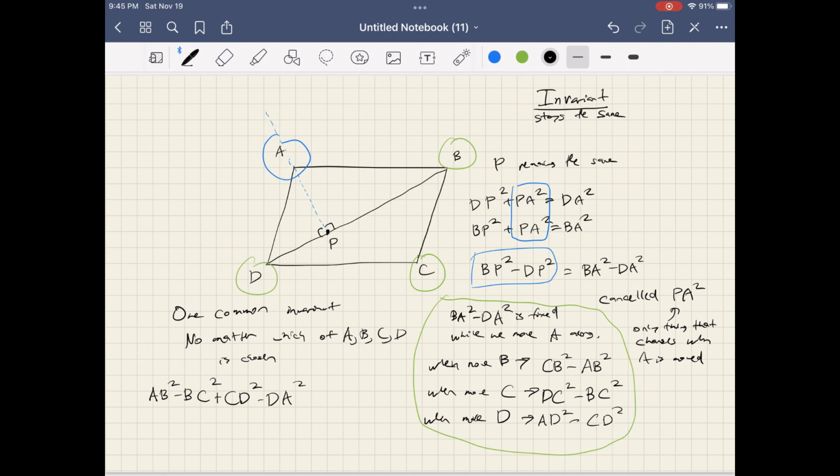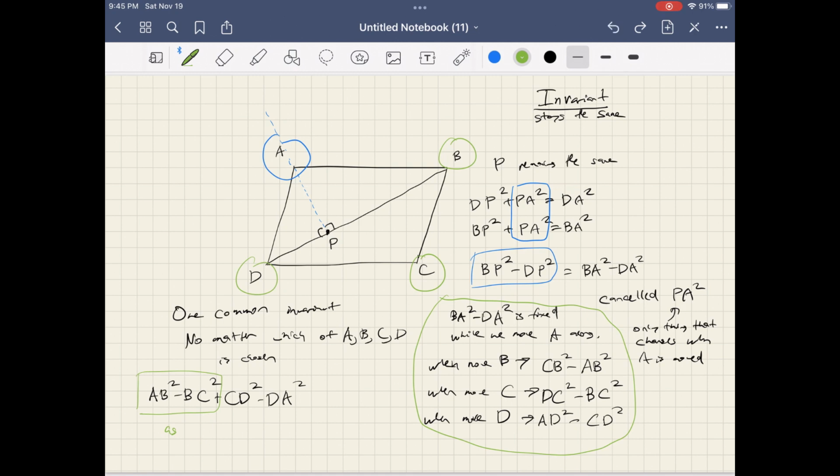So why is this quantity an invariant? So let's think about it. Let's say we move vertex B. Then we'll see that AB squared minus BC squared is fixed as we move B, and neither of CD or DA is affected, right?